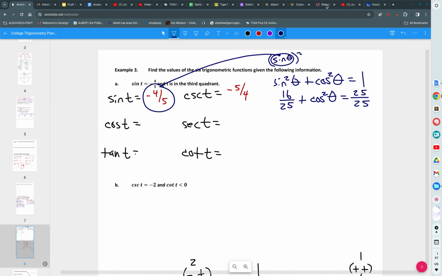All right, I'm going to subtract, and I get cosine squared of theta is equal to 9 over 25. What do I do now? I will square root both sides, and I get the cosine of theta is equal to plus or minus 3/5. Talk with the person next to you right now. Do you think it's a positive 3/5 or a negative 3/5, and why? See what you can figure out. Go, have that conversation.